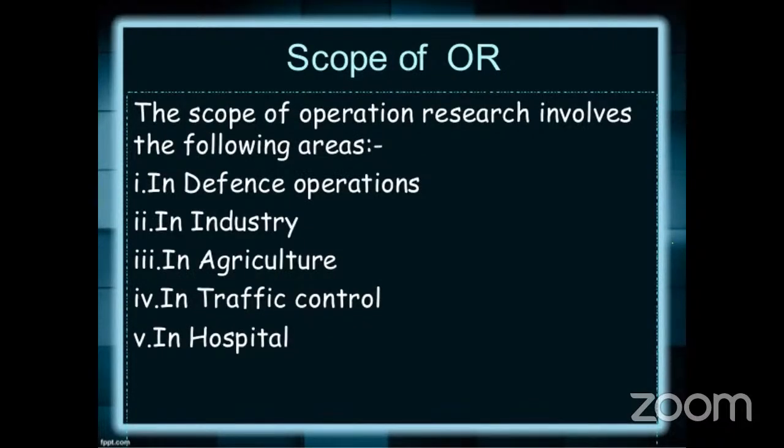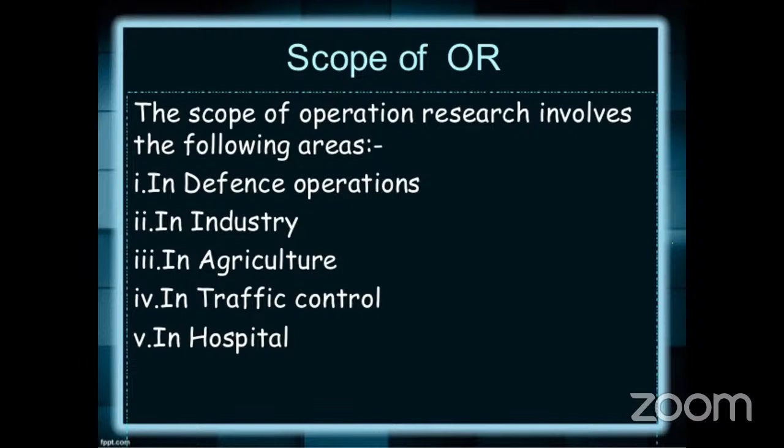We'll go to the scope of OR. As I told you, it is multidisciplinary. So operations research involves the following areas: defense operations, industry where production is going on, and the agriculture sector also. For example, earlier they used bullock carts to plough the earth. But nowadays everything has become technical. Even to give water to the land, they are using different ways. That technique which has been introduced in the agriculture sector is nothing but the OR technique only.